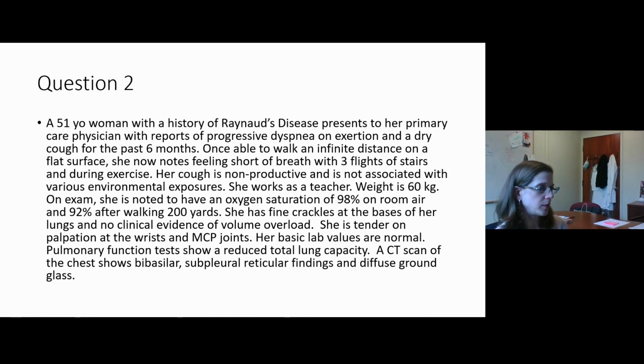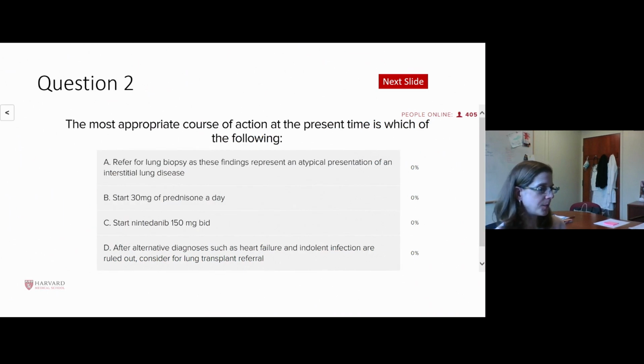This is a 51-year-old woman. She has a history of Raynaud's. She notes dyspnea that's developed over the past 6 months with a cough. She's having shortness of breath and decreased functional status. She's noted to have a saturation of 98% and desaturates to 92% with walking 200 yards. Also notes to have fine crackles, but she's found to have tenderness at the wrists and MCP joints. Basic labs are normal. Pulmonary function shows a reduced total lung capacity. And on CT scan, she has bibasilar subpleural reticular findings, but also diffuse ground glass. Would you refer for a lung biopsy, start prednisone, start an antifibrotic therapy, or refer for lung transplant?